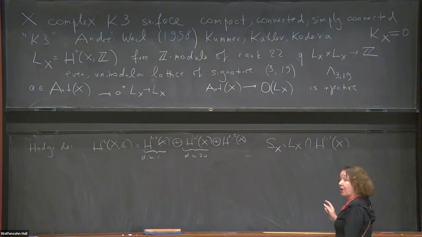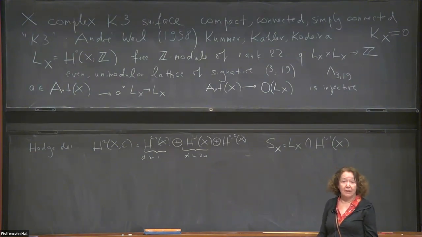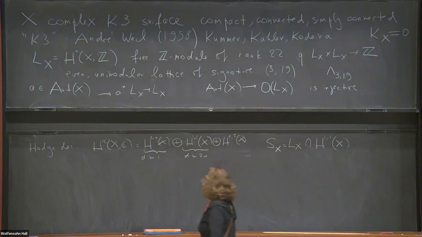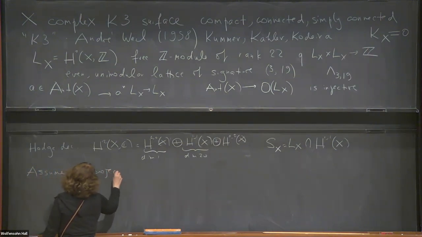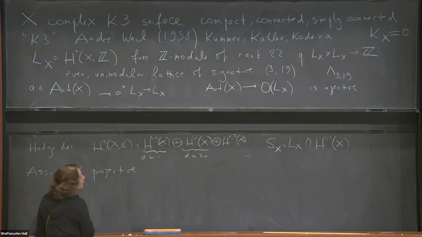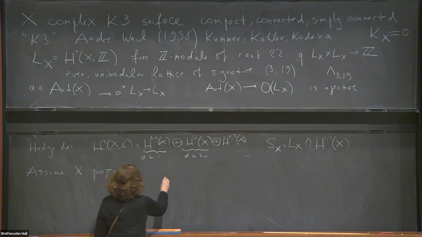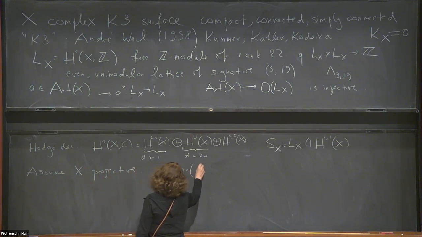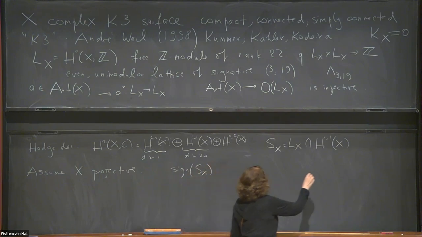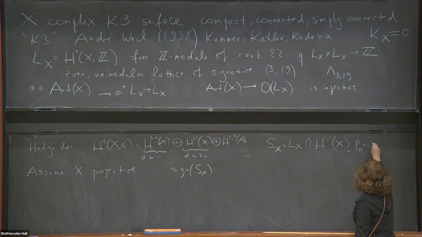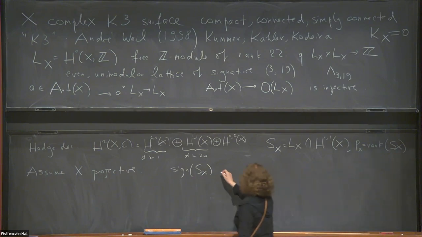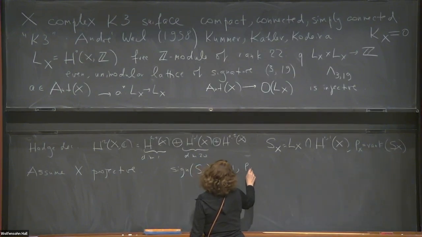Now, from now on, I will suppose that the K3 surface is projective. So assume, and from now on, it will always be supposed. Under this hypothesis, let me denote by rho the rank of S_X, as usual. So the signature of S_X is (1, rho minus 1).